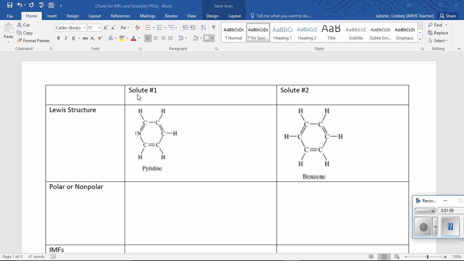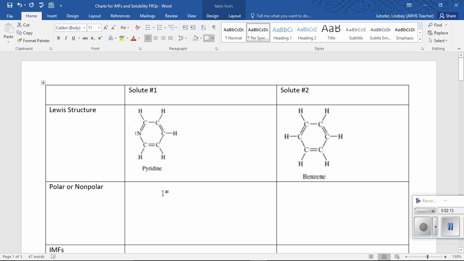I've got my two solutes, the pyridine and the benzene, and I'm just going to go through and talk about each one based on the Lewis structure, and then how it interacts with water, because that's what we're supposed to explain: why the pyridine is soluble in water, but the benzene is not.